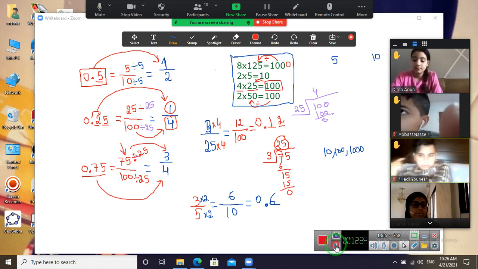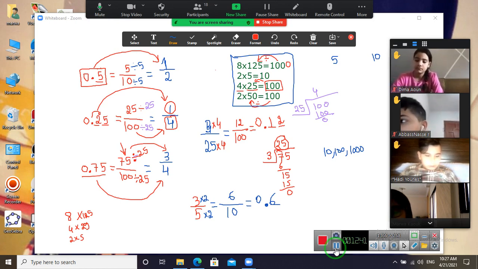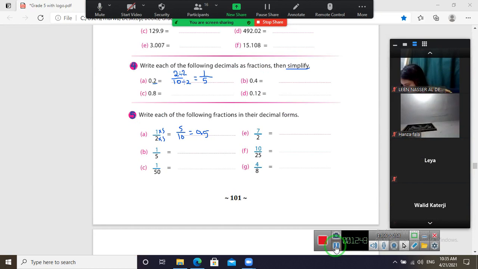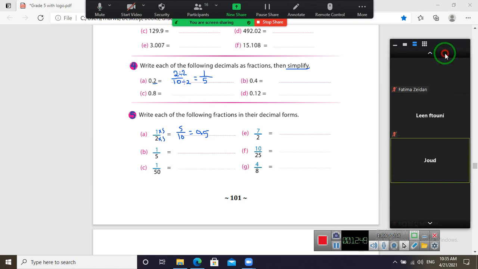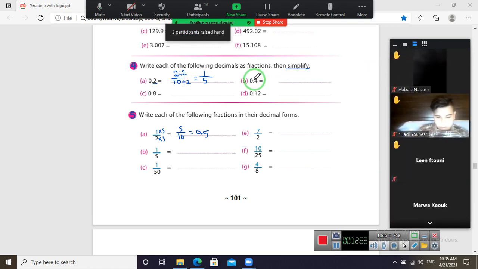Okay? I want you to go to your books, page 101, to solve numbers 4 and 5. I will solve the first part from each exercise to continue with you. I will move to Muhammad Haidar, part B here in exercise 4.